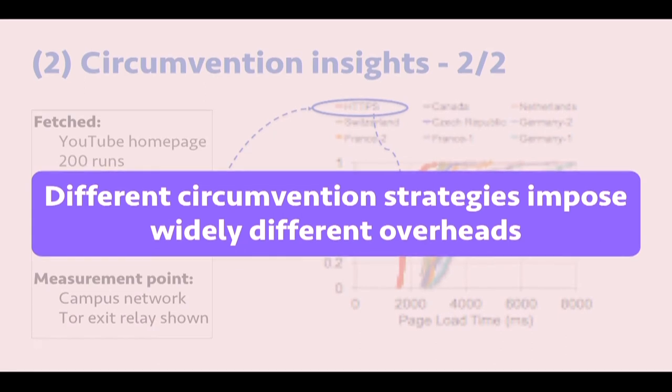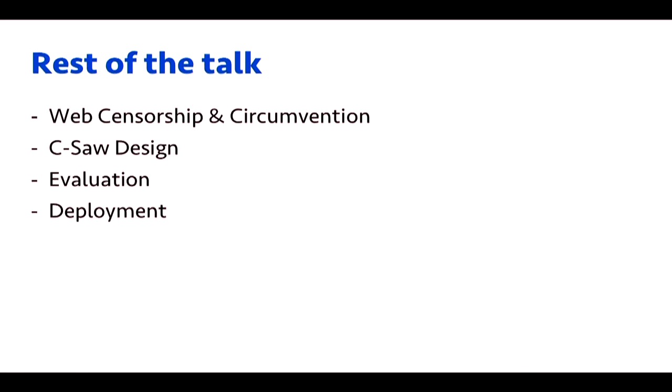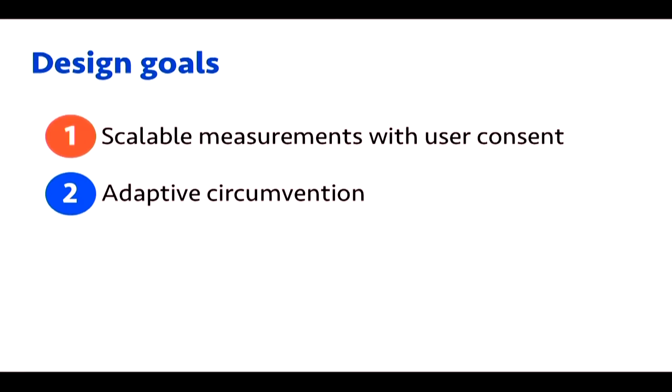So the key takeaway is that different circumvention strategies impose widely different overheads, and measurements can reveal differences in blocking mechanisms, which provide opportunities for picking the least overhead circumvention strategy. And this is the key insight that we use in our design. So motivated by these measurements, we set forth the following goals for our platform. The first is that the system should allow collection of measurements from a large number of users with their consent. Second, the system should allow adaptive circumvention so as to be able to minimize page load times.